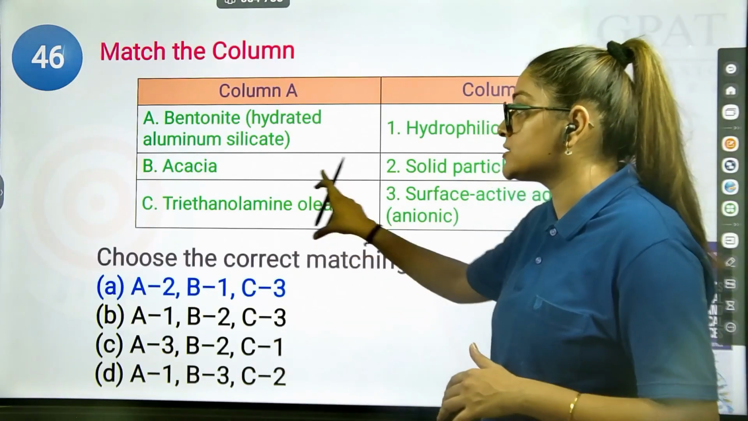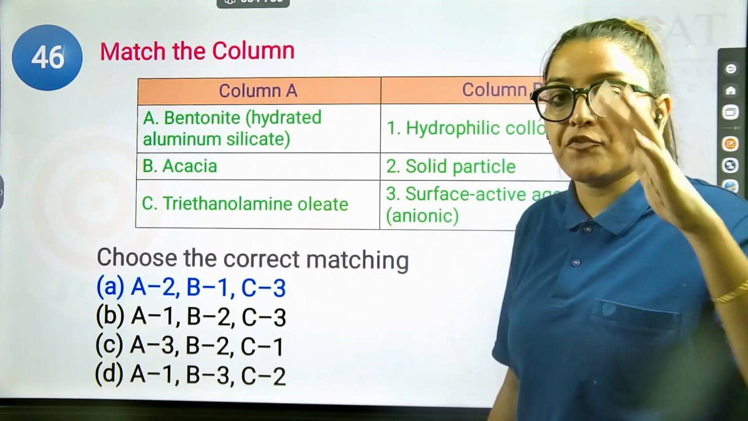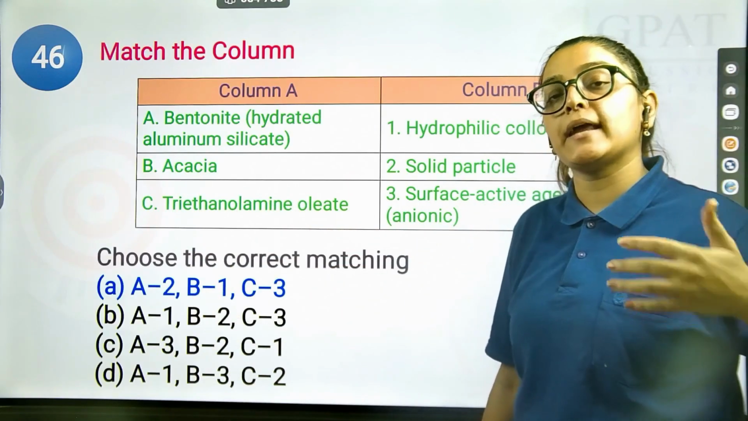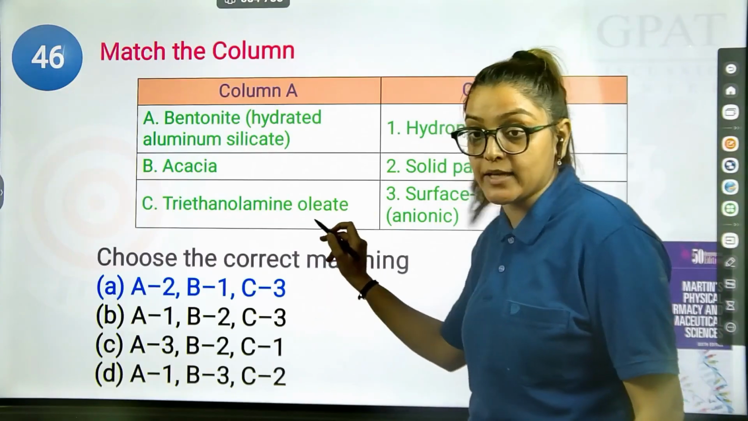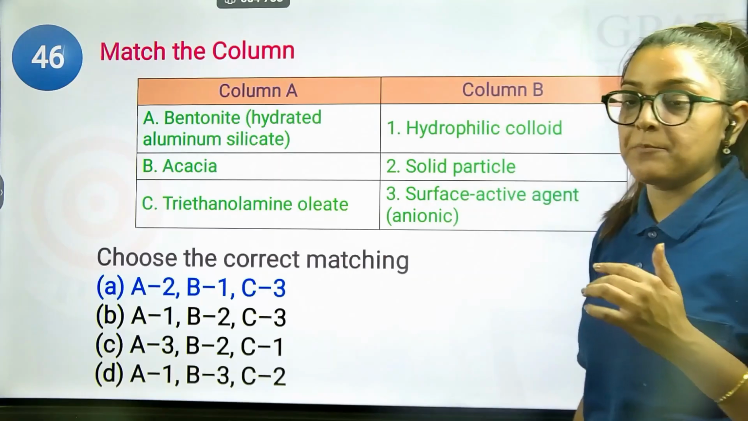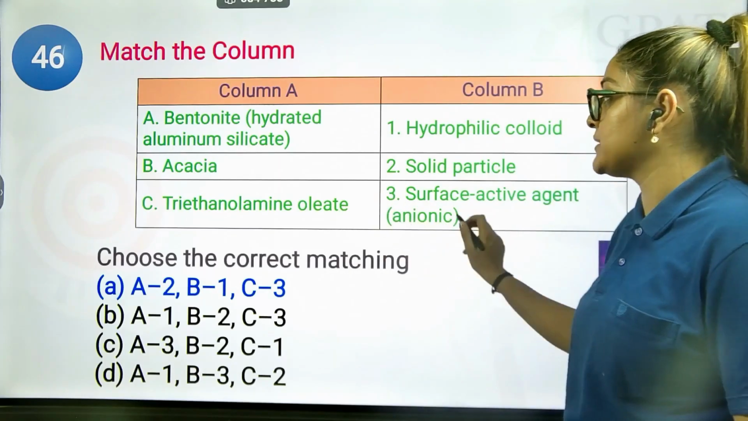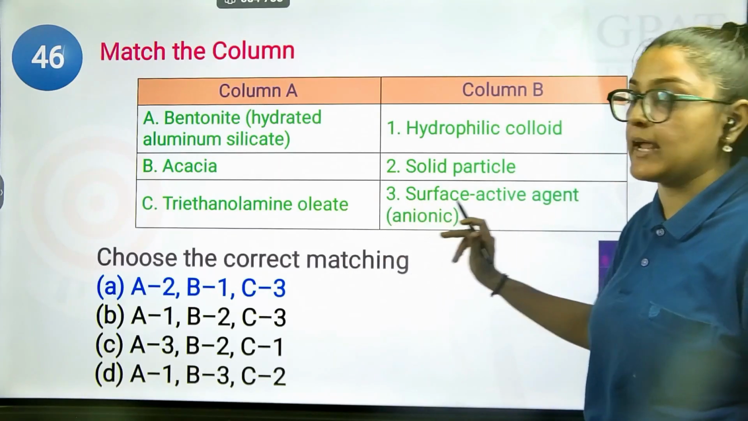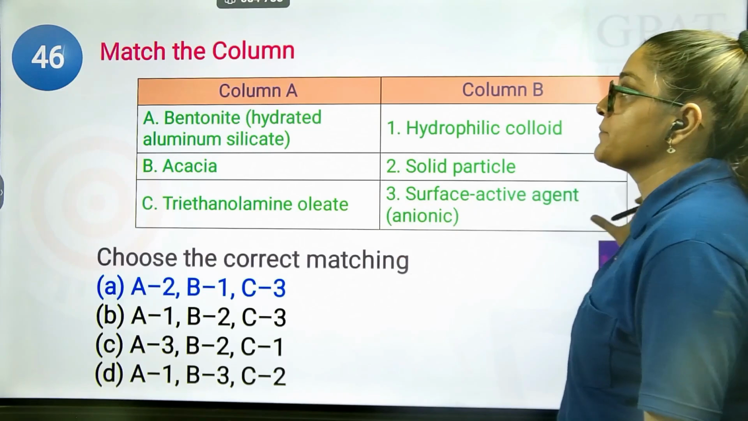How did I judge that it is a surfactant? If you remember, cationic, anionic, non-ionic and zwitterionic, we have these types. So this is nothing but an anionic type of surfactant. So this is mentioned here that it is an anionic type of surfactant. Okay, next question.